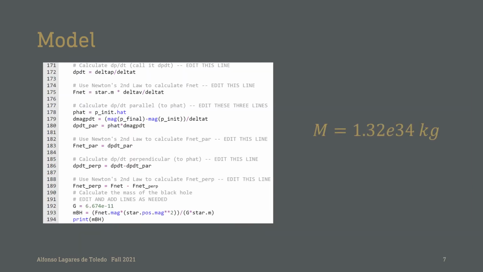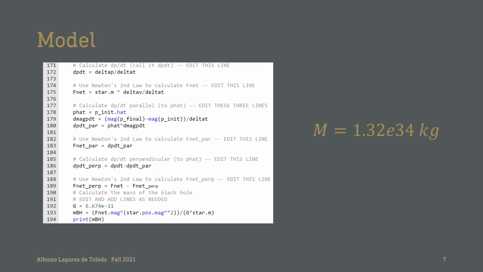I then moved on to calculating the rate of change of momentum experienced by the star by dividing the change in momentum by the time difference between data points, delta t. Applying Newton's second law, I calculated the net force acting on the star. I then proceeded to decompose this force into its parallel and perpendicular components.